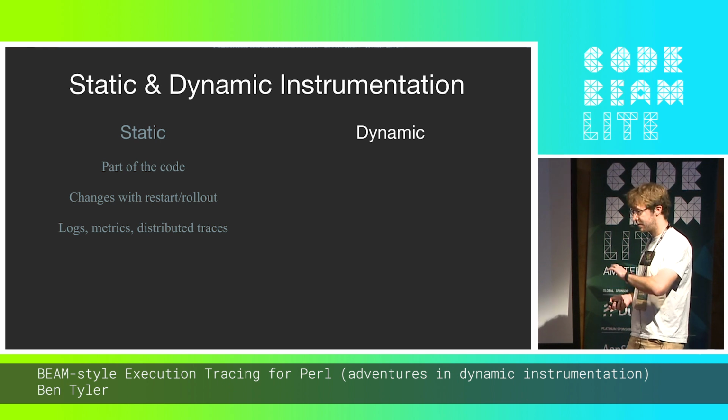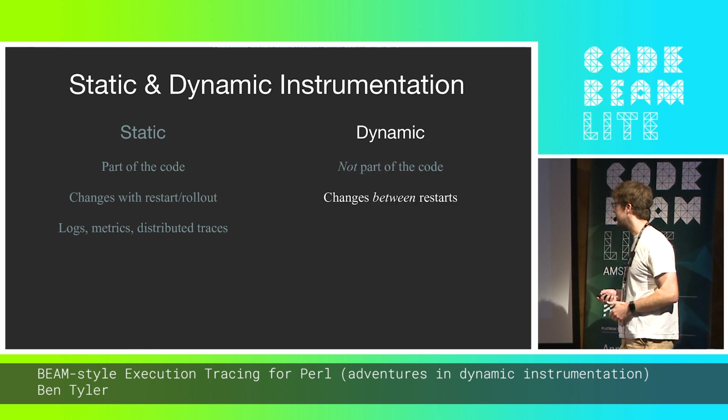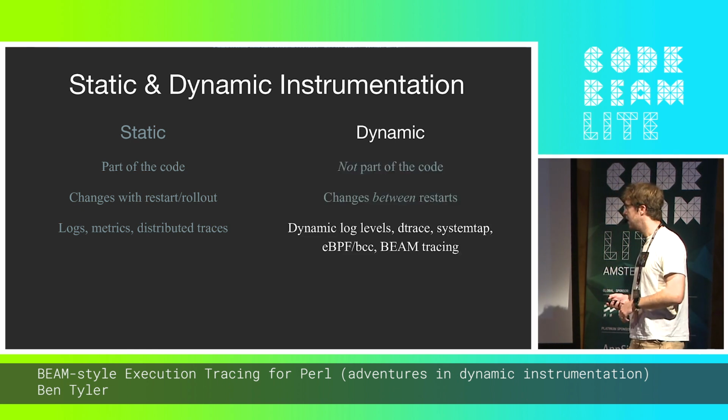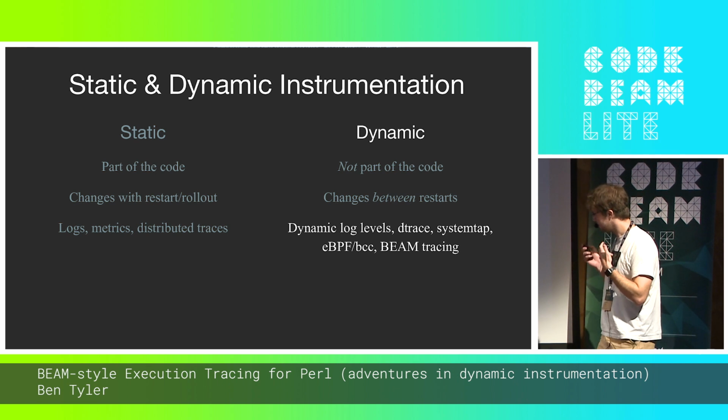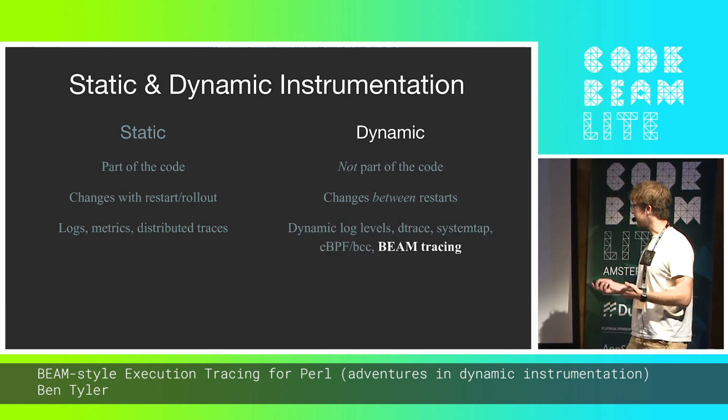Dynamic tracing is the opposite. It's totally not part of the code. It's instrumentation you inject at runtime. It changes between restarts. And so these are things like dynamic logging levels, or DTrace, SystemTap, eBPF and BCC, and most relevant for today, BEAM tracing.